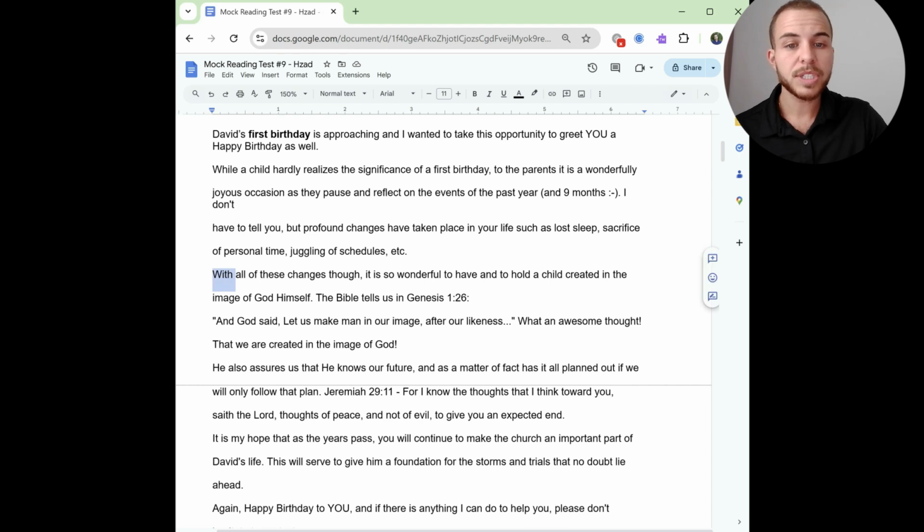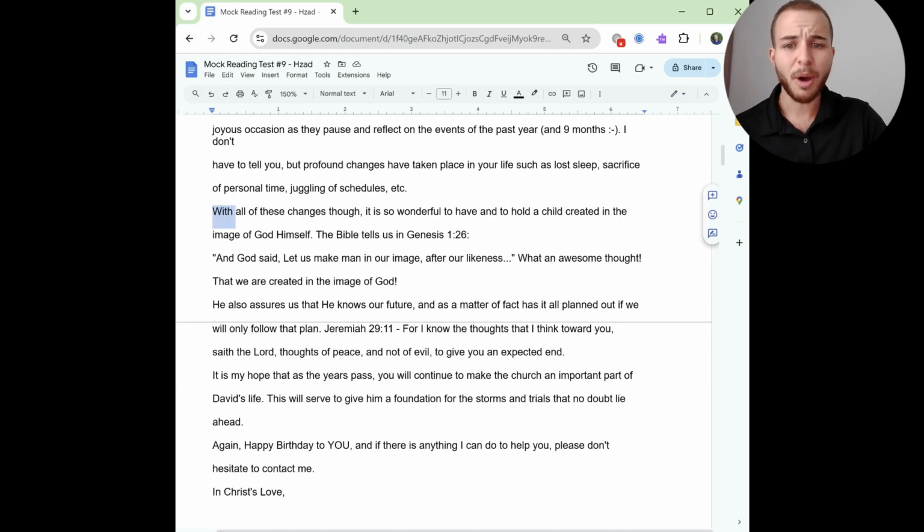With all of these changes, though, it is wonderful to have and hold a child created in the image of God himself. The Bible tells us in Genesis 1:26, and God said, "Let us make man in our image, after our likeness." What an awesome thought.